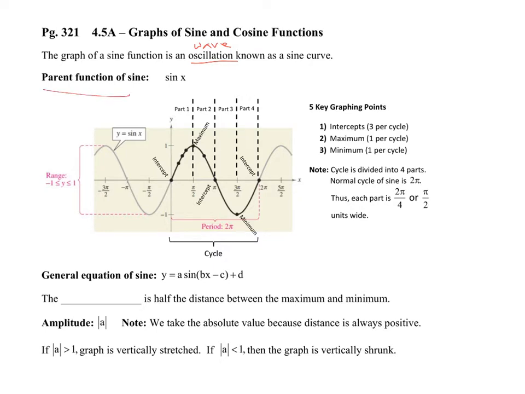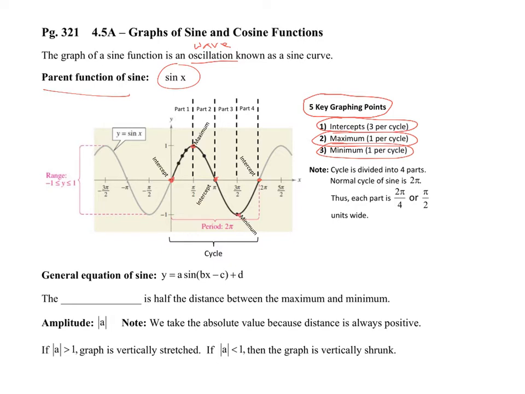So here's the parent function, just regular sine of x. Now what's going on with this function? First thing to understand is that there's 5 key graphing points. When you're graphing your functions, you're going to want to establish 5 key graphing points. For the sine function there are 3 intercepts. There's 1, there's 2, there's 3. There's one maximum within the cycle. Here's our maximum. And there's one minimum within the cycle.